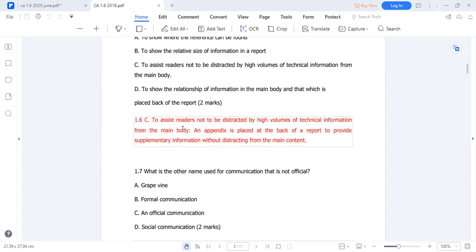What is the other name used for communication that is not official? Try this one. A, grapevine. B, formal communication. C, unofficial communication. And D, social communication. Which one is unofficial? We looked at this as well. What's the answer?